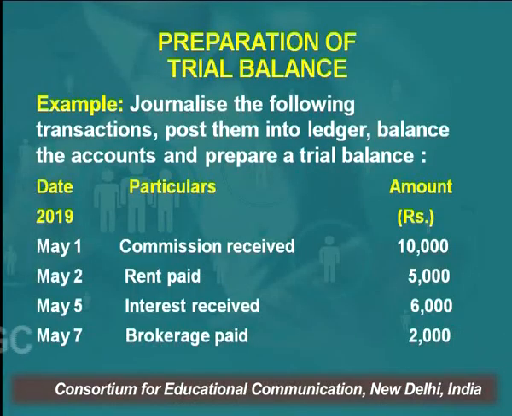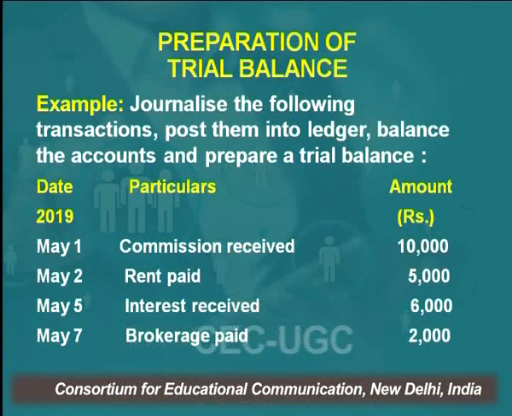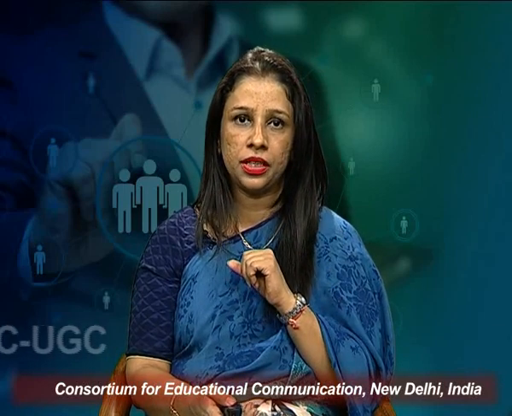Let's understand this entire process with one short example here. I have taken these 4 transactions, and the first transaction is on 1st May. Commission received, this is an income, and this is rupees 10,000. Then rent paid 5,000, interest received 6,000, brokerage paid rupees 2,000. These are the 4 transactions given to us.